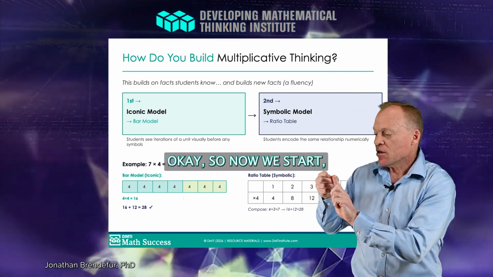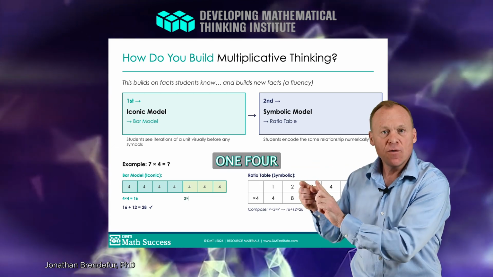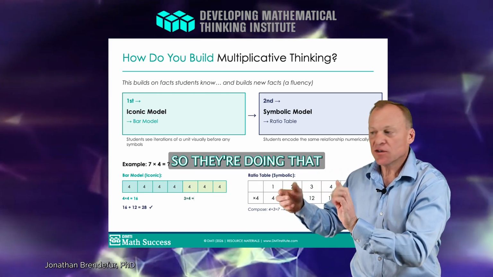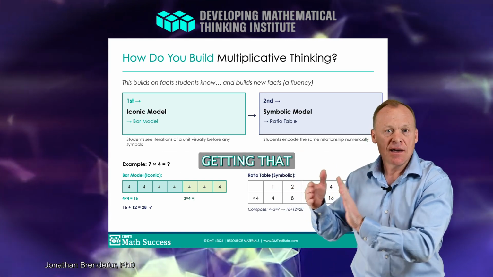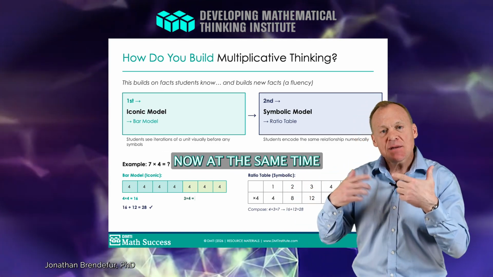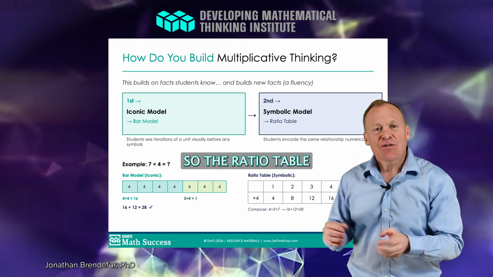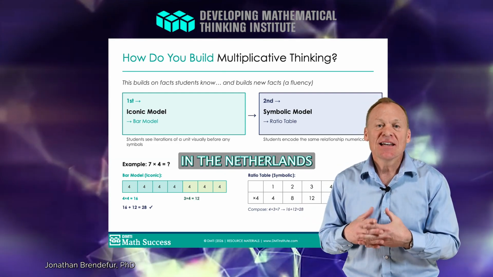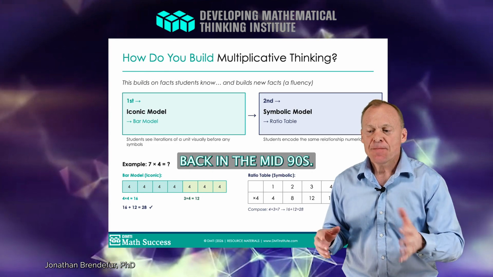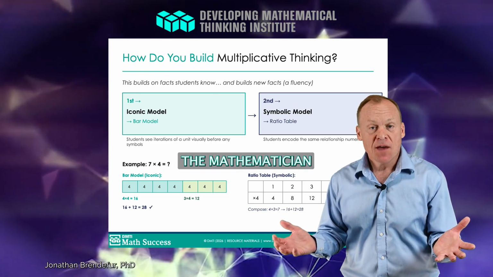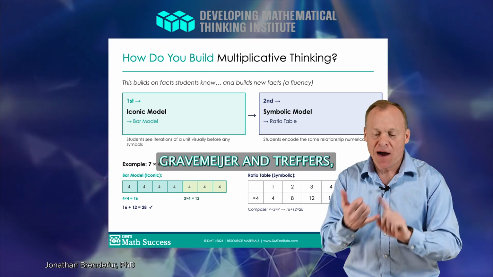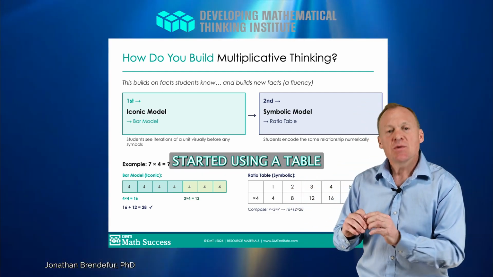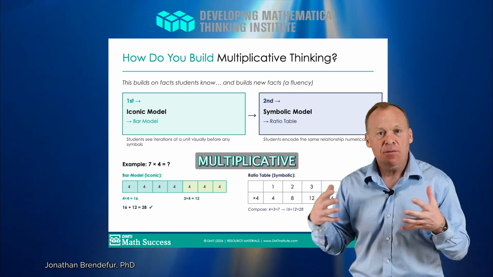Okay, so initially kids will say, okay, there's 1 4, 2 4s is 8, 3 is 12, 4 is 16, 5 is 20. So they're doing that just one after another, and that's great, getting that understanding. Now at the same time, I'm going to introduce the ratio table. So the ratio table, as far as I understand, I was working with the Freudenthal Institute in the Netherlands back in the mid-90s. And my understanding is that Freudenthal, the mathematician, and then some of the math educators, Gravemeijer and Treffers, amazing minds in math education, started using a table to represent multiplicative relationships.